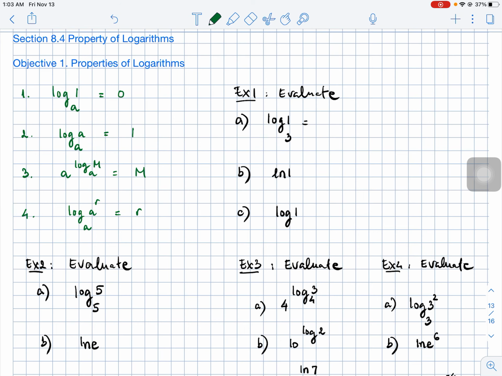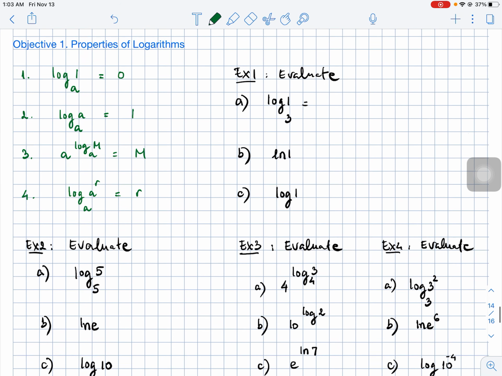For property number 3 and 4, we need to memorize them. But you notice that if you have a number raised to a power, and the base of the log is the same, then the answer will be the argument m. And for the fourth property, if the argument and the base are the same a, then the exponent will be the answer. I made 4 examples and we will apply the 4 properties.